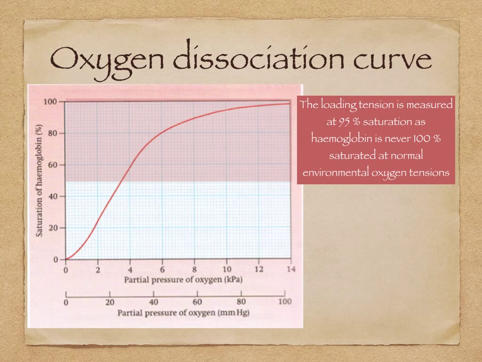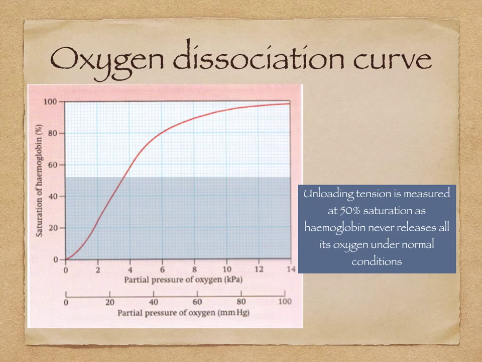So this top part of the curve, the loading tension, is measured at 95% saturation because hemoglobin is never 100% saturated at normal environmental oxygen tensions. Unloading tension is measured at about 50% saturation because hemoglobin never releases all its oxygen under normal conditions.